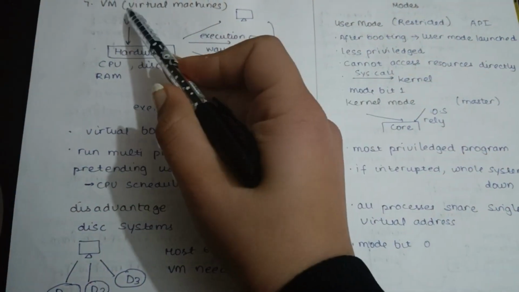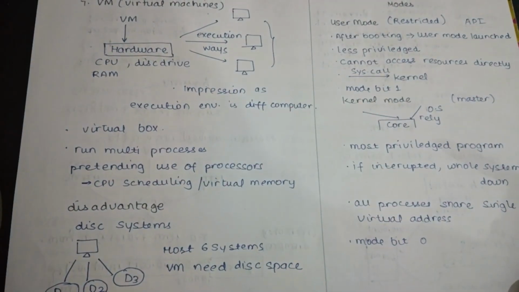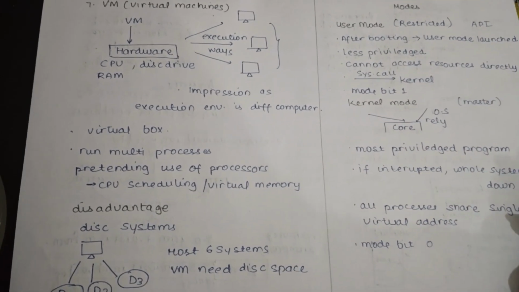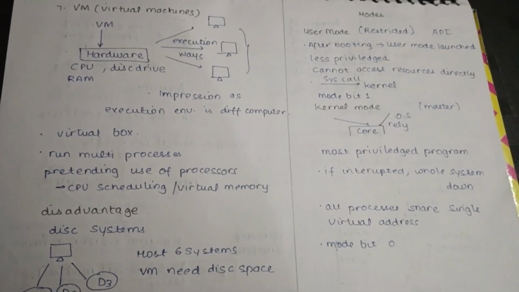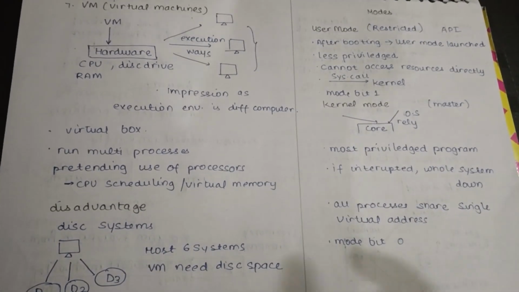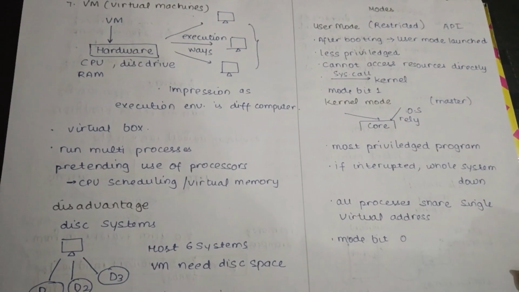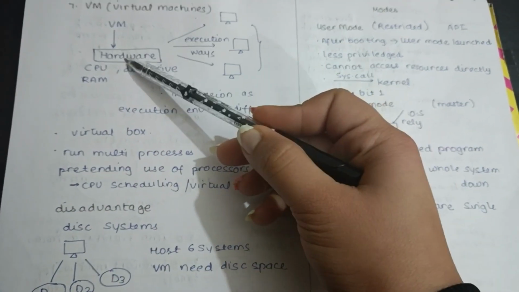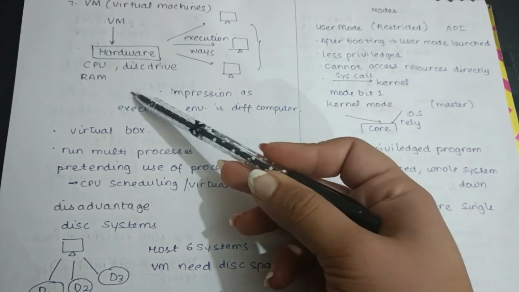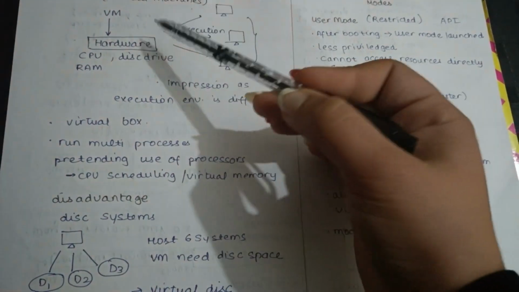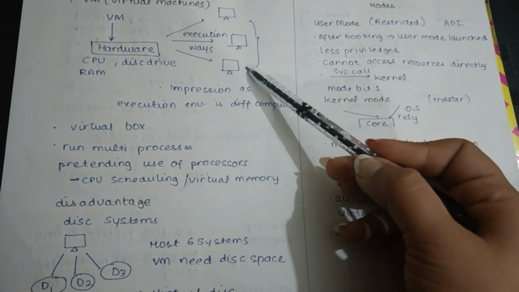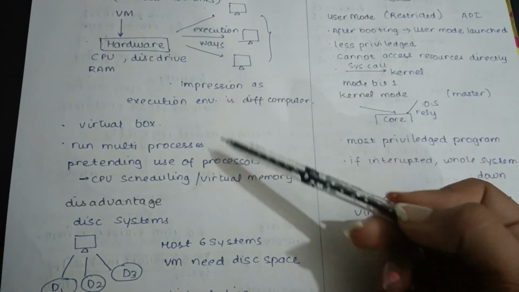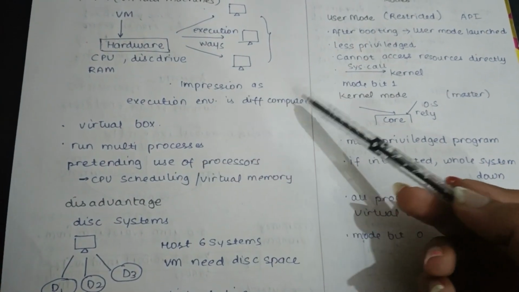The seventh type is a virtual machine. Virtual machine is like a host. We have a guest operating system on our host operating system. So we can have the virtual machine if we want a different operating system to run on our computer and the devices. So here is VMware, and it will have access to the hardware along with the CPU, disk drive, RAM of your computer, and it will allot it to different executions. So it can have different processes running on it. So it gives the impression that the execution environment is a different computer.